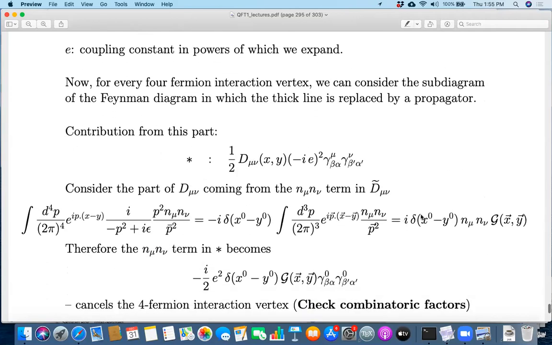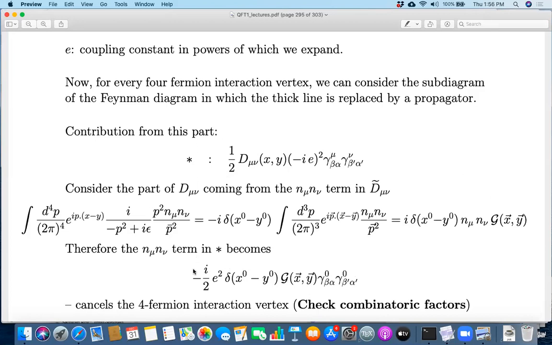So you get I times delta x naught minus y naught n mu n nu times gxy. Now, if you look at only the n mu n nu part of d mu nu, we get this expression over here. This minus I square gives you minus e square, that's the minus sign. Then I by 2, this I and this half gives you I by 2 times this. And this becomes gamma naught because n, if you remember, has only 0th component 1 and everything else 0. So when you contract n mu n nu with gamma mu, you get gamma naught.